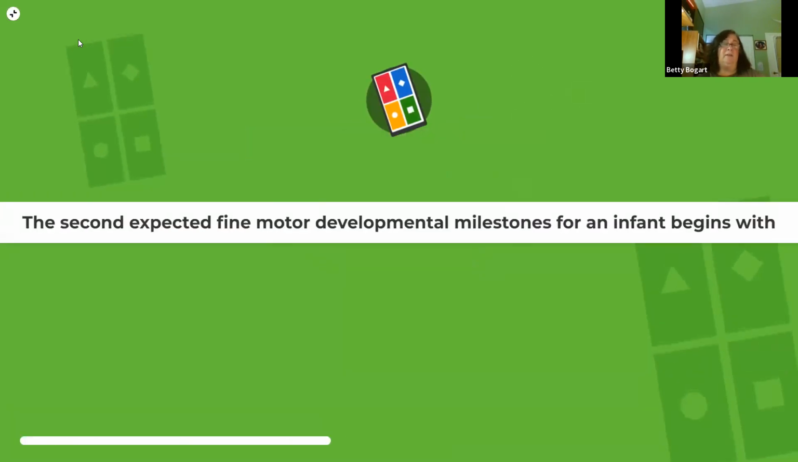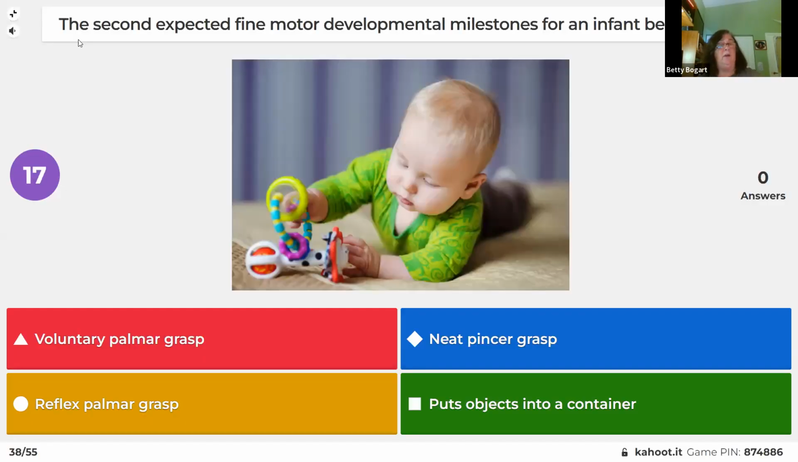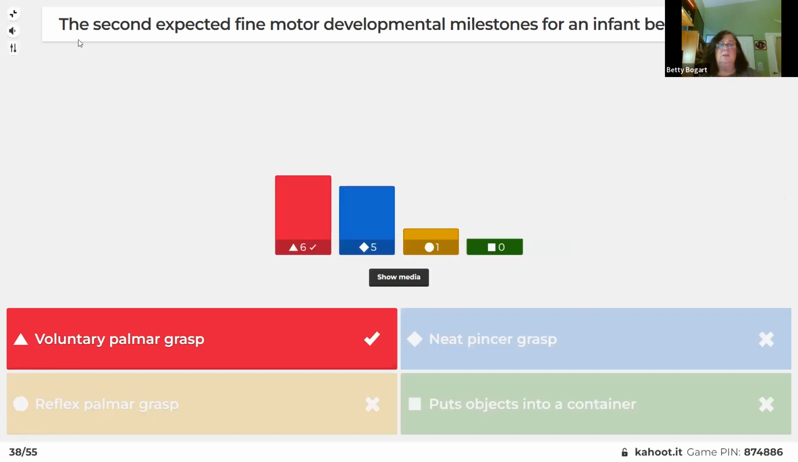The second expected fine motor developmental milestone for an infant begins with which? Fine motor again, fingers, fine. So it starts out with a reflex and it goes to voluntary. Very good. Pincer is not till 7 months, 10 months for a neat pincer grasp. And things in the container is about 11 months old.